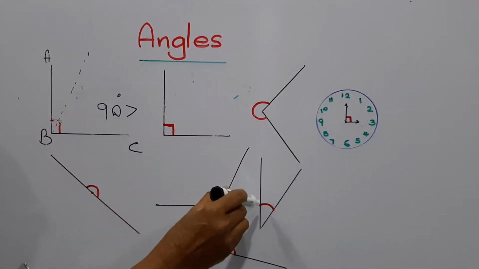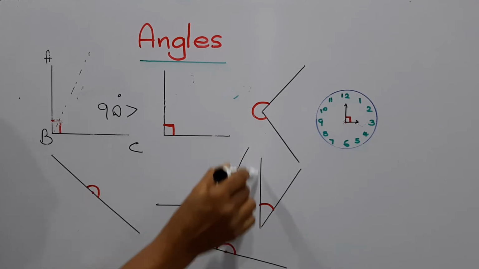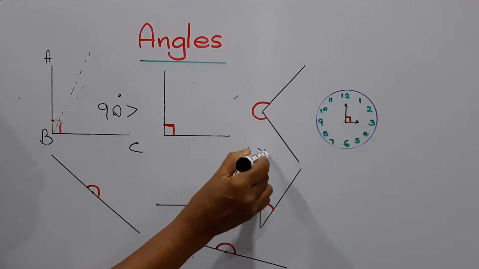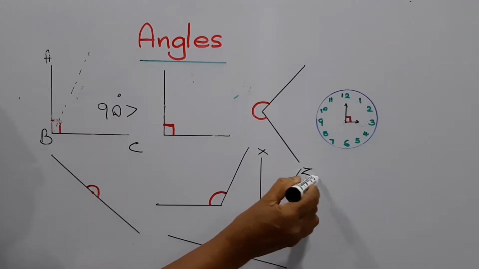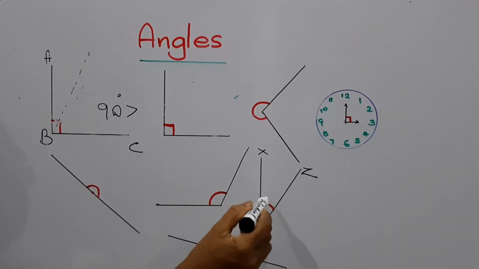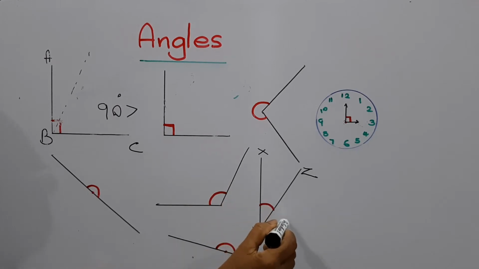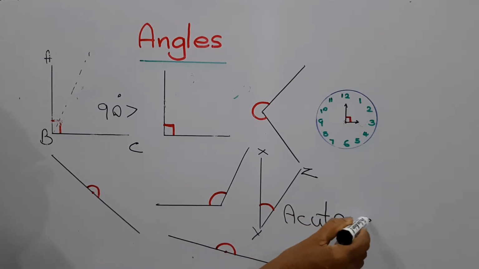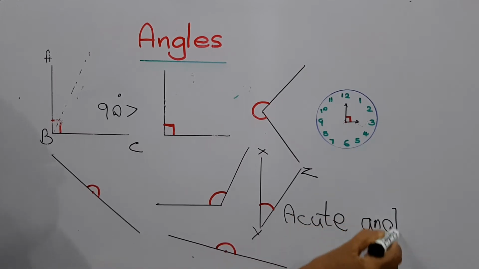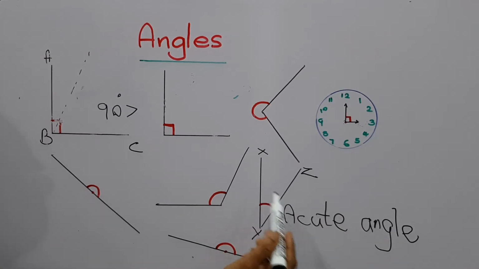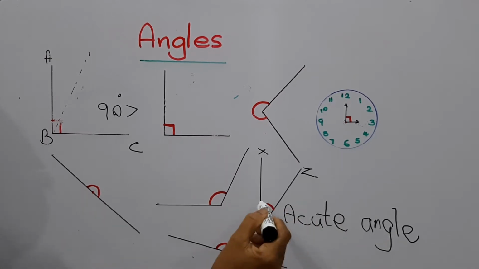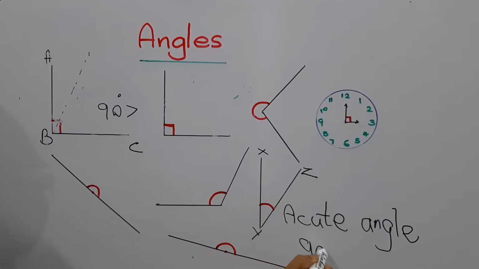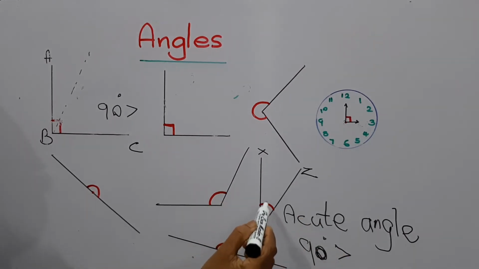I will show you an angle like this. Here, see, that is an angle. We'll name this X, Y, Z. That is less than 90 degrees. We name this angle an acute angle. What is that angle? Acute angle. In an acute angle, the angle is less than 90 degrees. Okay, got it? Acute angle. In an acute angle, the corner is less than 90 degrees.